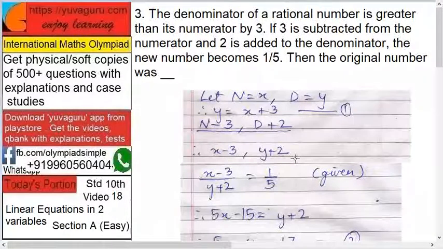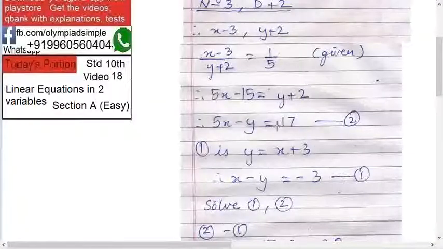Now the new fraction becomes x minus 3 upon y plus 2, right? New numerator, new denominator. But that fraction is given as 1 upon 5. So x minus 3 upon y plus 2 is equal to 1 upon 5. Then solve it. 5 here, y plus 2 on this side. So it becomes 5x minus 15 equals y plus 2. Solve this. Therefore, 5x minus y equals 17, with 15 taken to the other side.